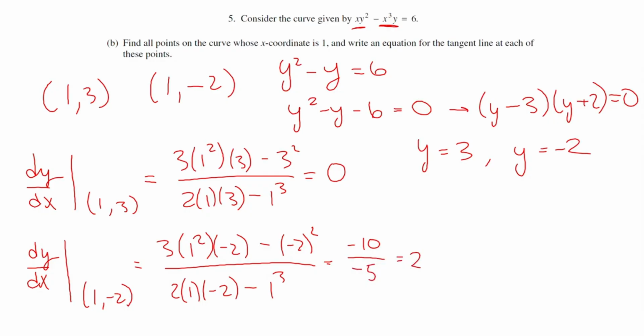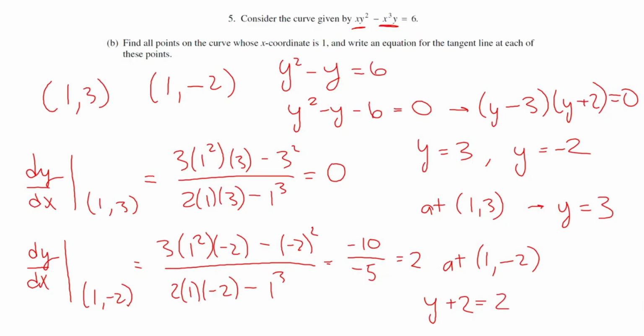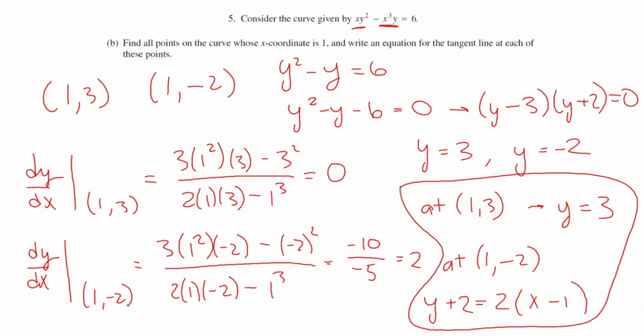And so we've got two tangent lines. At the (1, 3), the first one we did, the slope was 0, right? So that's just a horizontal line, so that's just going to be y equals 3. And at the point (1, -2), we'll do y minus negative 2, so y plus 2, equals our slope of 2 times x minus 1. And those are our two tangent lines.